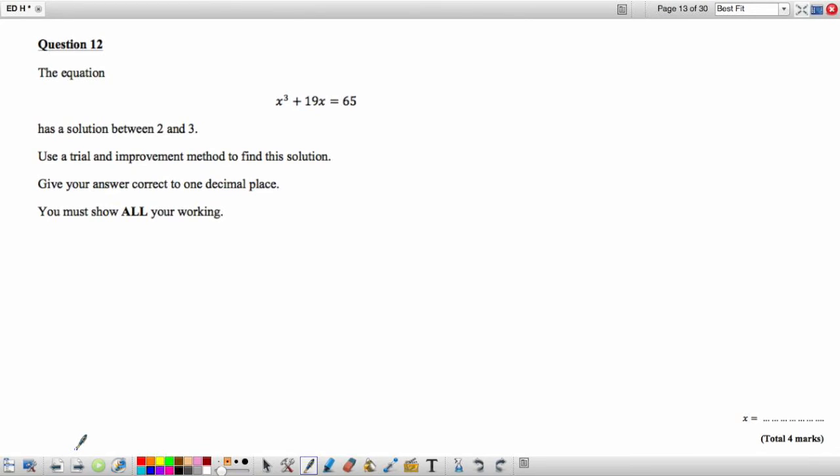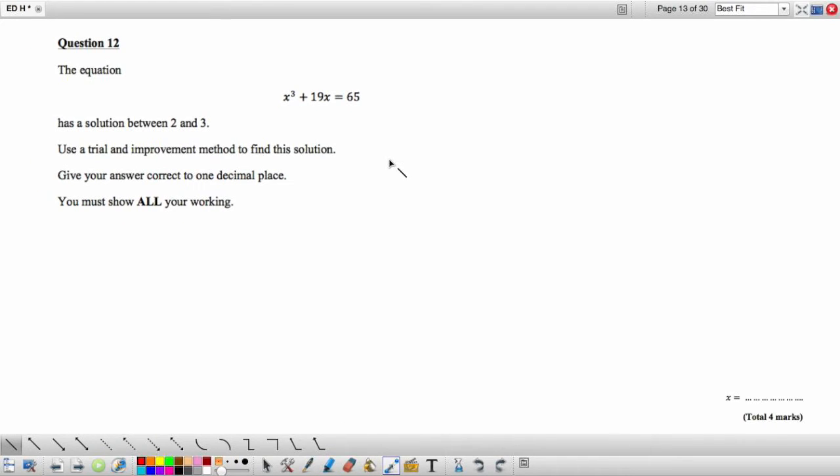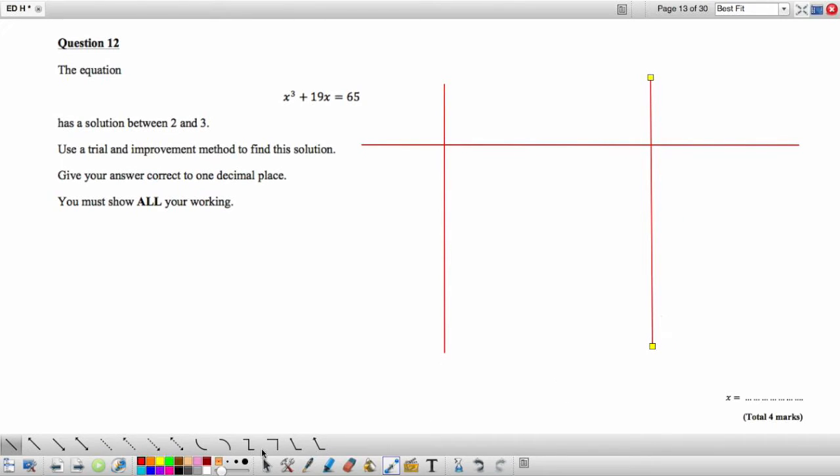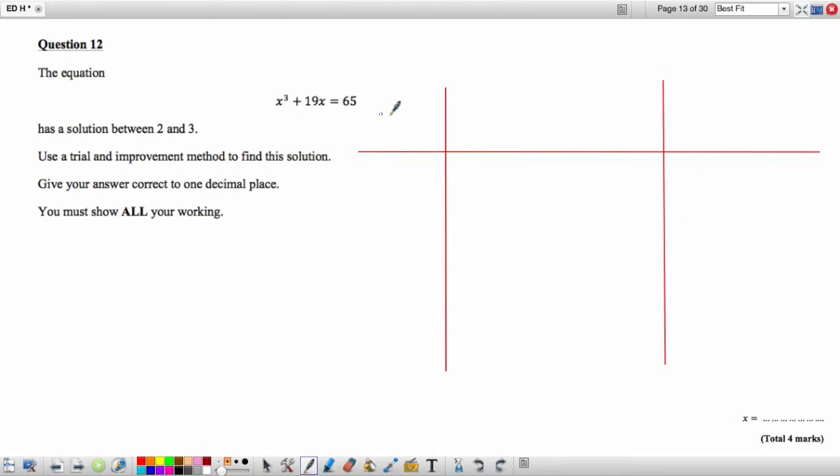Question 12. The equation x to the power 3 plus 19x is equal to 65 has a solution between 2 and 3. So we're going to use a method of trial and improvement to find this answer correct to 1 decimal place. So take your ruler and draw yourself a quick table on your page now. You need 3 columns. Your first column is going to be for your trials of x.